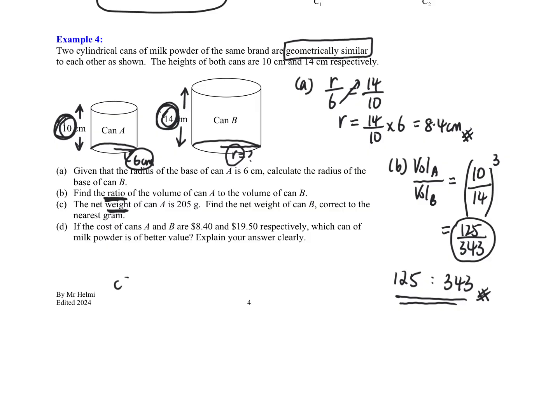Okay, when they use weight, we are also talking about the amount of space it occupies. So it also follows V1, V2, but we can say W1, W2, L1, L2. So whether it's weight, volume or capacity, it is all three-dimensional, the amount of space it occupies. So it follows the same ratio.